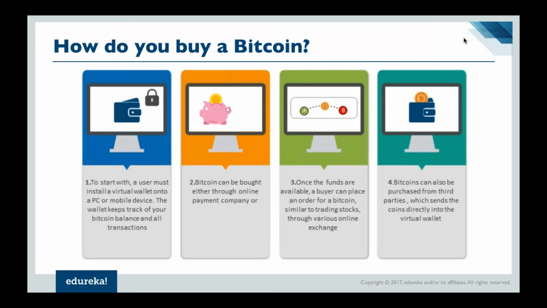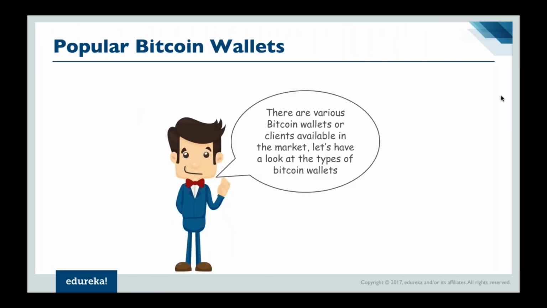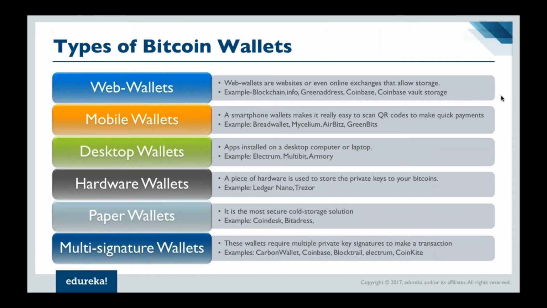There are several wallet types available. The first one is the web wallet, which is basically a wallet created on a website. Normally the online exchanges create wallets on their website and allow storage of Bitcoin there itself. A few examples are Blockchain Info, Green Address, Coinbase Vault Storage. But the key thing to remember in the case of a web wallet is that the private keys are also stored on their web server. The private keys are not given to the end user.